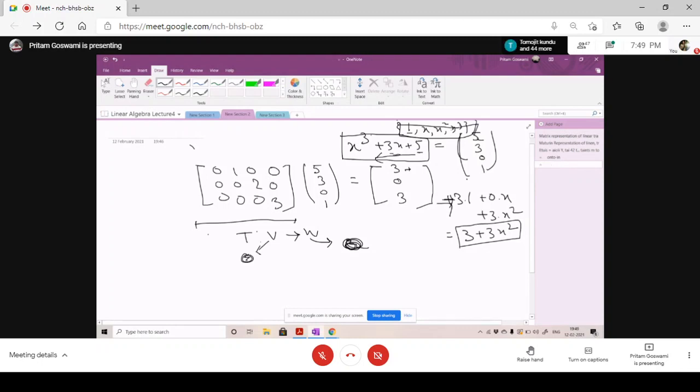And ordering is also important whenever you are representing a linear transformation as a matrix. The order of the basis is so important here, because if there was no order, you could have written 1035 instead of 5301, from this side or that side. Then the whole polynomial would change. So order is important.